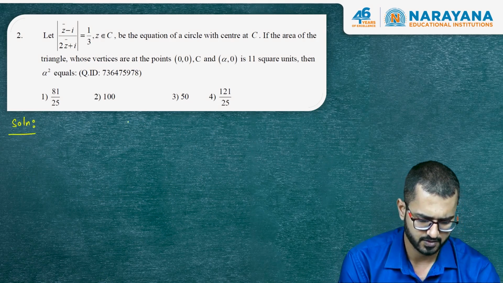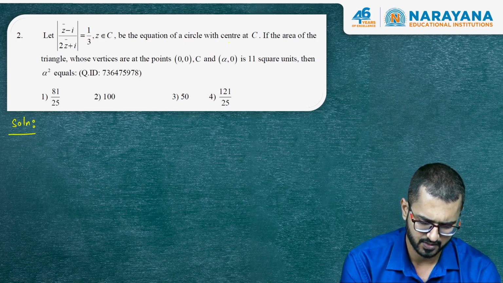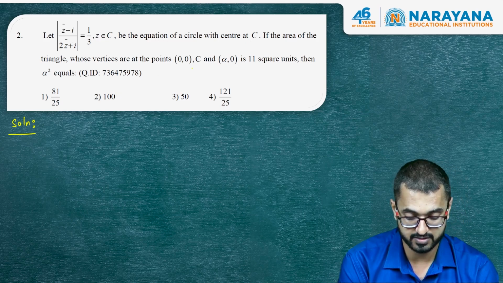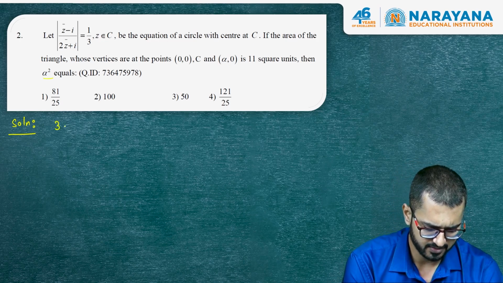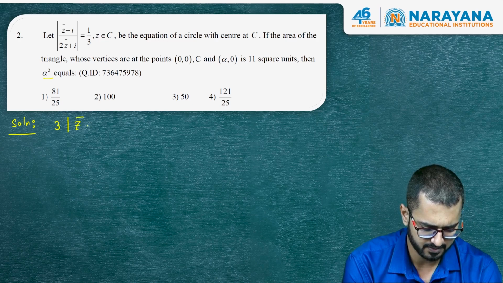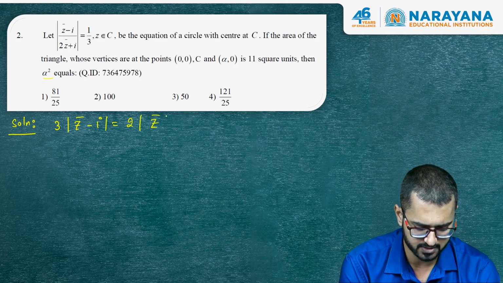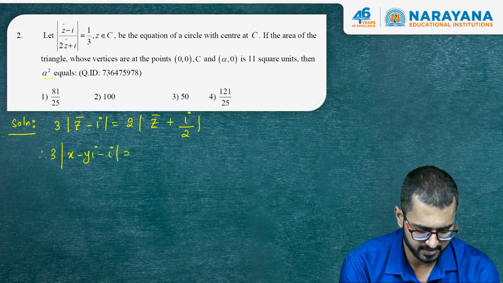Now let us see. So here this locus is given, and they have given that it's the equation of a circle with center at C, and the area of the triangle whose vertices are the points 0, 0, C, alpha 1, alpha 0 is 11 square units. So we have to find alpha. No problem. So we'll simply write down here 3 over modulus of z bar minus i will be equal to, we can take 2 common just for easy calculation, and we'll write down here 3, and then this is nothing but our usual x minus yi minus i will be equal to 2 times.